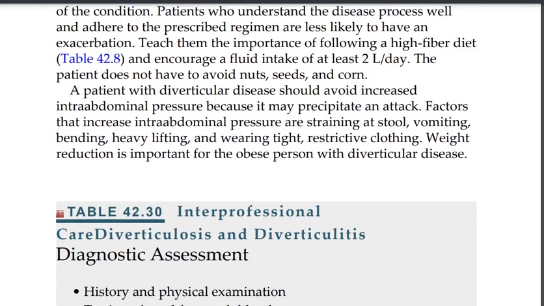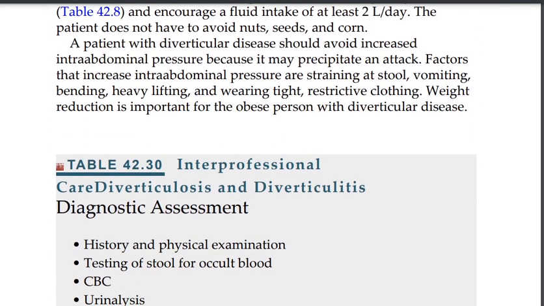A patient with diverticular disease should avoid increased intra-abdominal pressure. Factors that could increase intra-abdominal pressure would be straining at the stool. So if you're constipated, you really want to avoid constipation, right? Vomiting, bending, heavy lifting, wearing tight clothes. Weight reduction is important for obese people with diverticular disease.